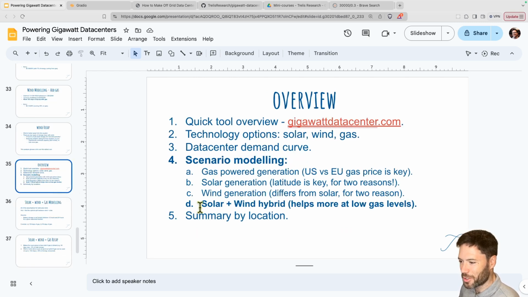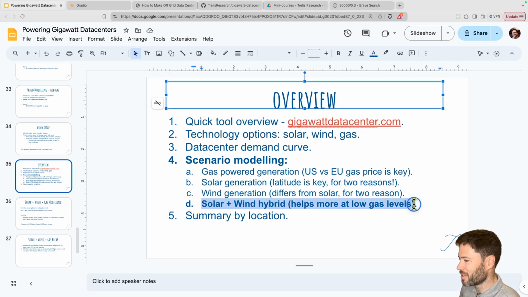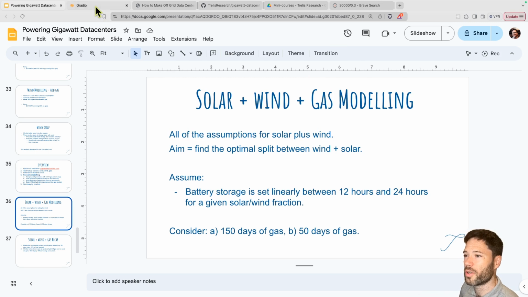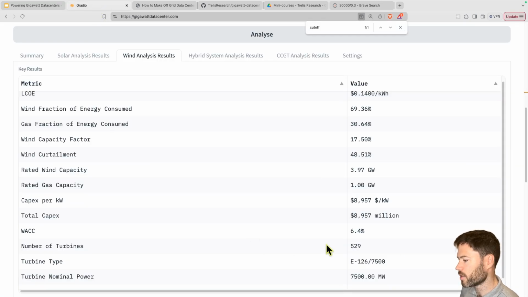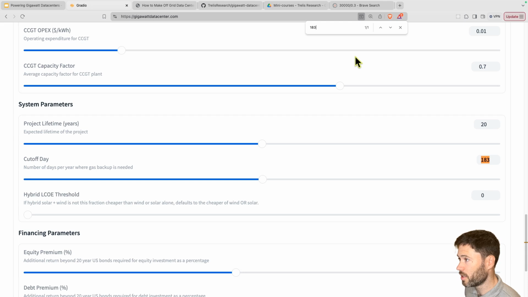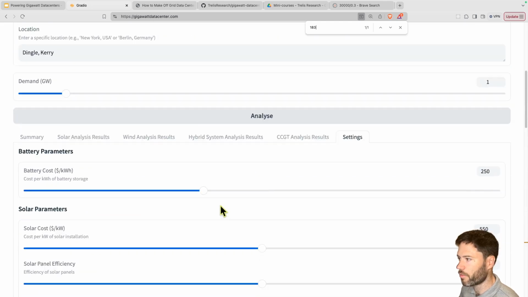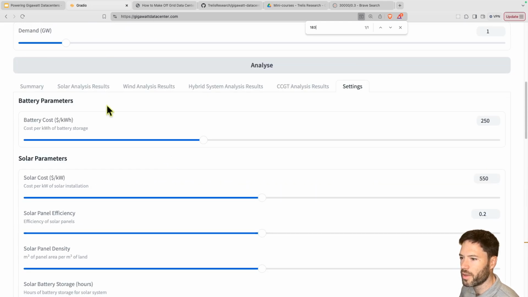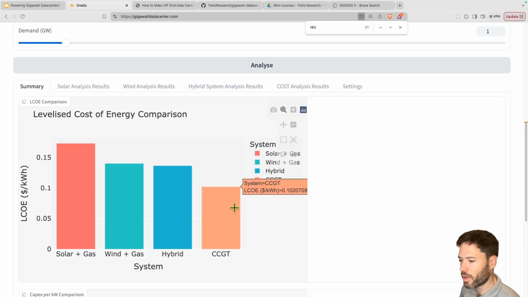So we'll move on now to the last example, which is solar plus wind. And the idea here is, well, if you combine both solar and wind and gas, are you going to be able to get some kind of a benefit? And we can actually just look directly at that last analysis we ran, which was for a cutoff setting of half of the year. So I've got 183 days. And I don't need to change anything else because I've run that already for Kerry. And we can just check out the summary here.